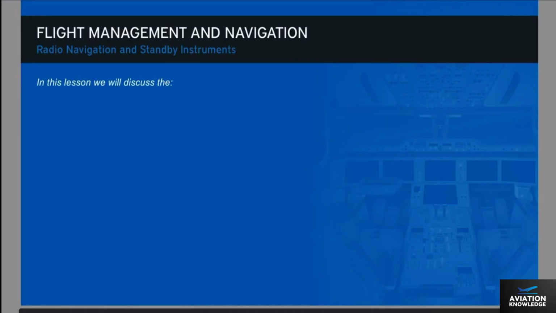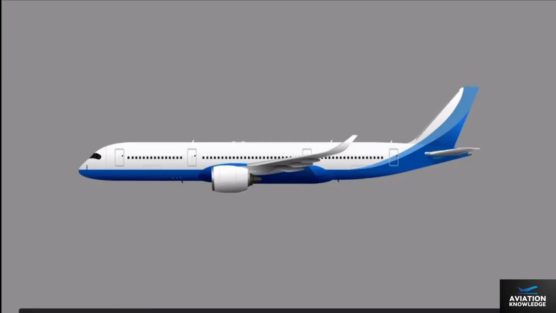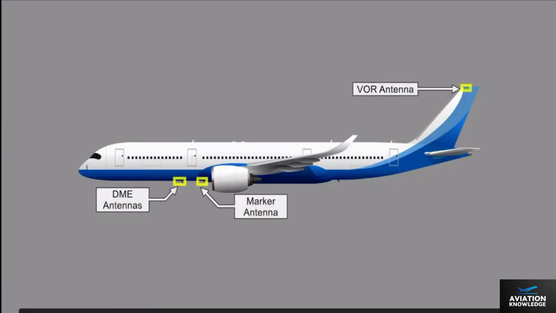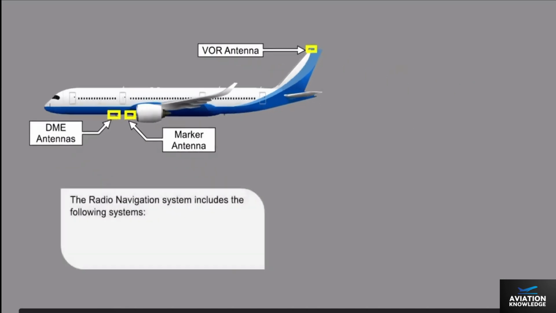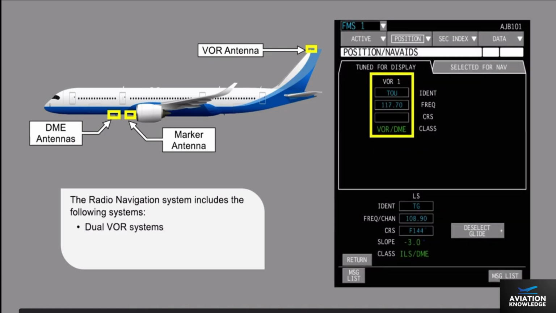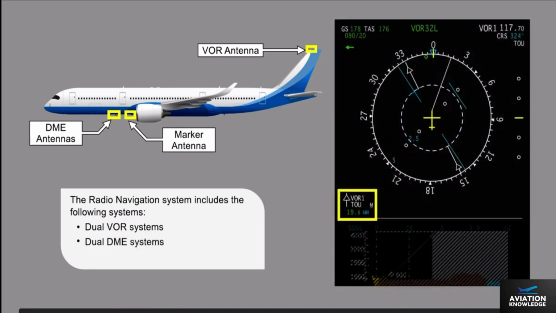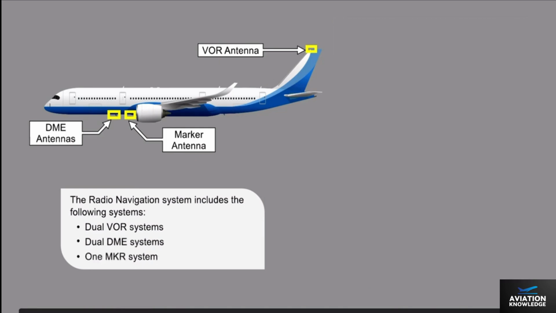In this lesson, we will discuss the radio navigation and standby instruments. The radio navigation system provides the flight crew and the other aircraft systems with navigation information. The radio navigation system includes the following systems: a dual VOR system as installed, a dual DME system as installed, and one marker beacon system.